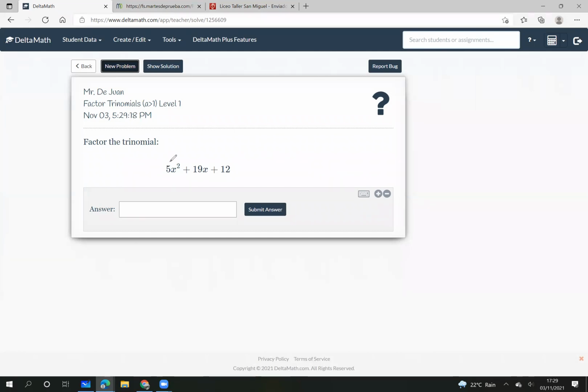So we know that 5 multiples is 5 and 1. The only option that I have to go inside the brackets is 5x and x. What two numbers will multiply to make 12? 6 and 2, 4 and 3, -4 and -3, 12 and 1, and that's just about it, right? Just about it. Okay.